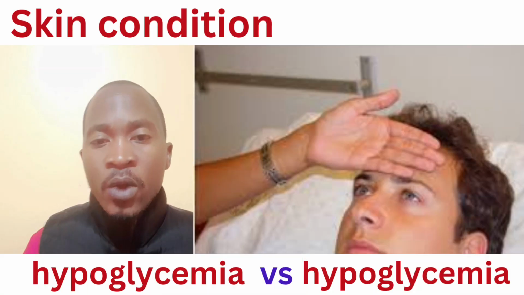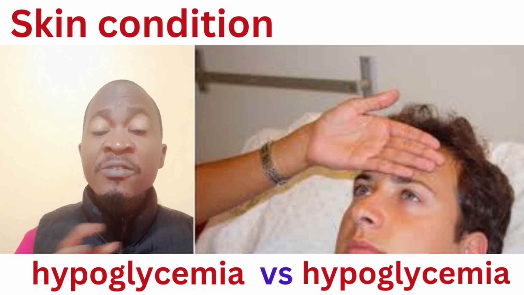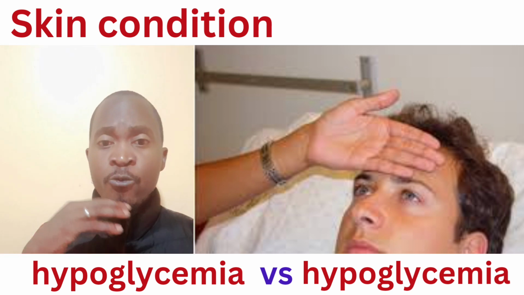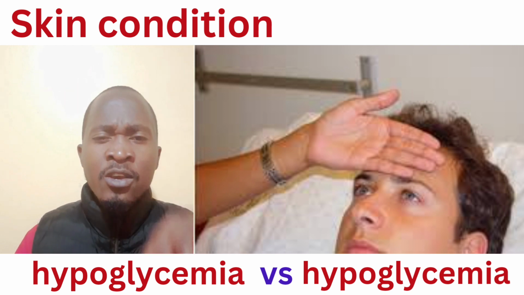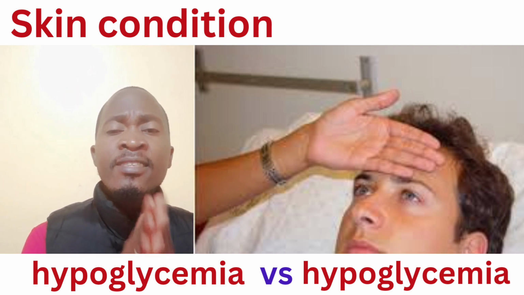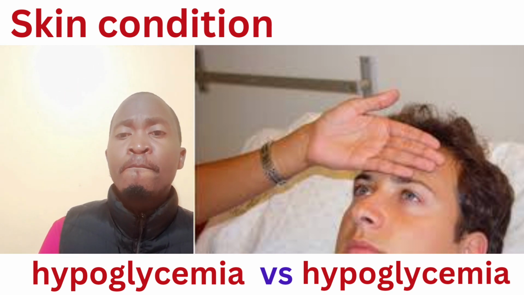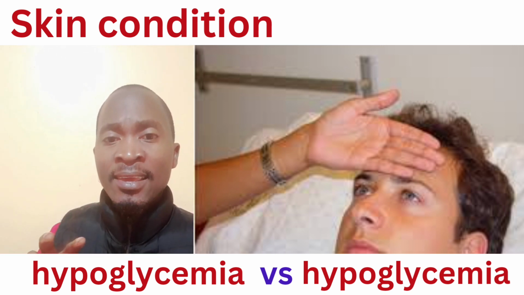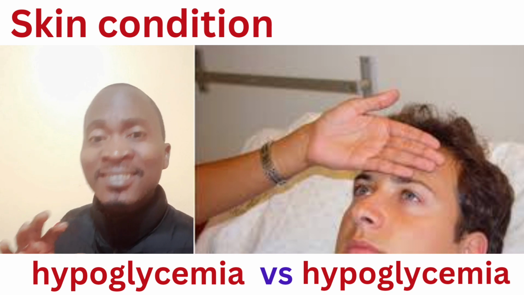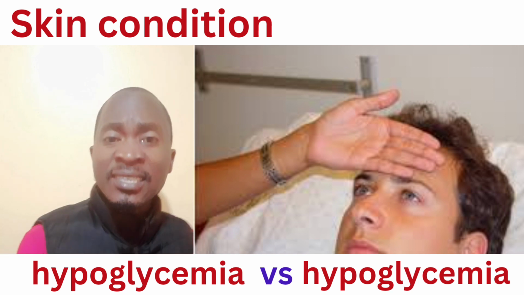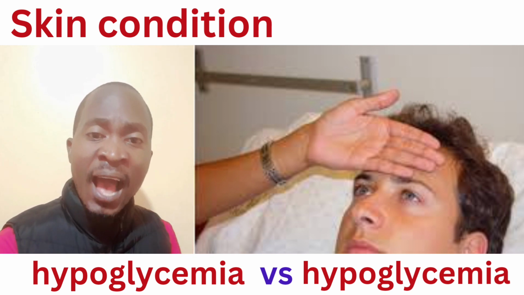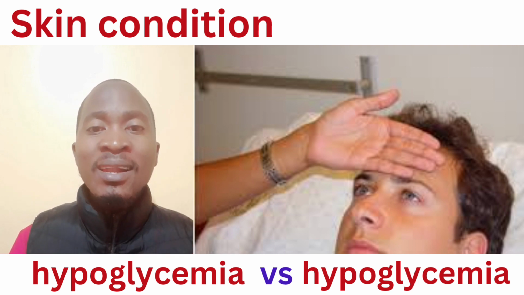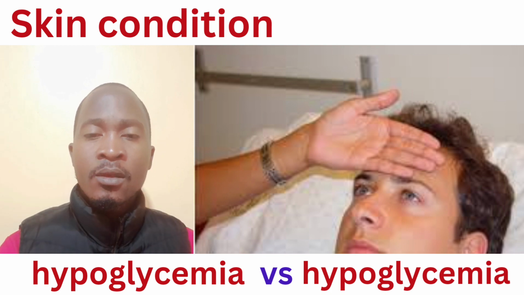Another way that you can confirm if it's hyperglycemia or hypoglycemia is by feeling the skin condition. So you realize that when this person is in hyperglycemia, the skin will be dry and hot. That is hot and dry. But on the other side, if it is hypoglycemia, the skin will be cold and clammy. So you can pick that.